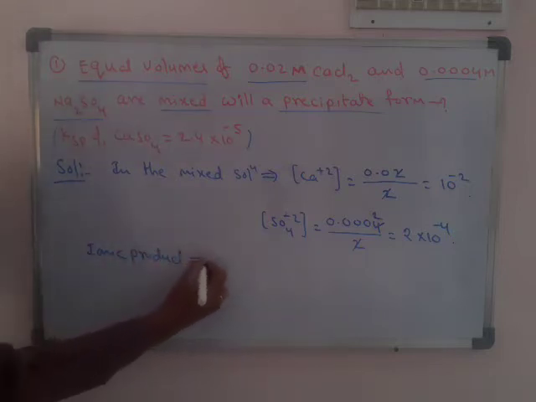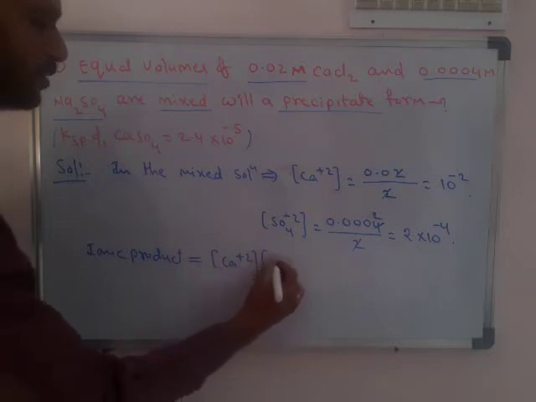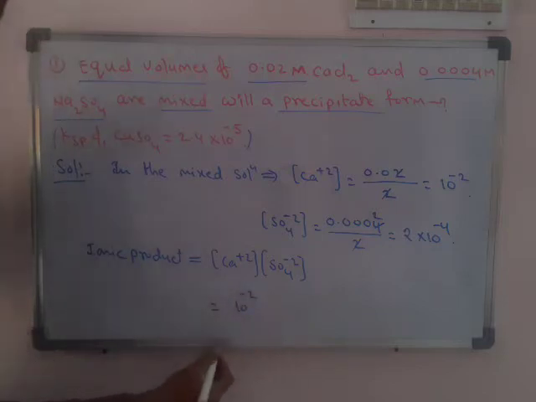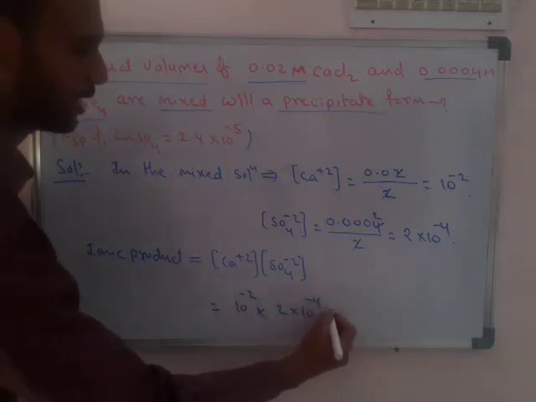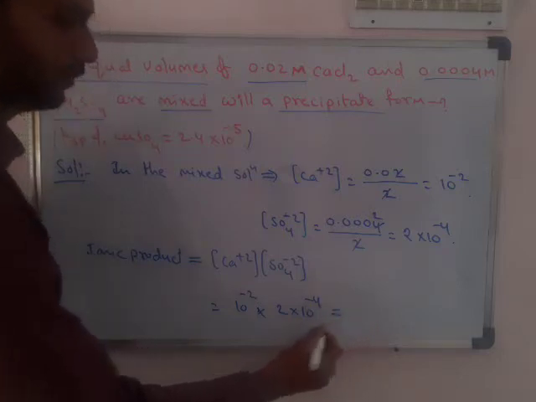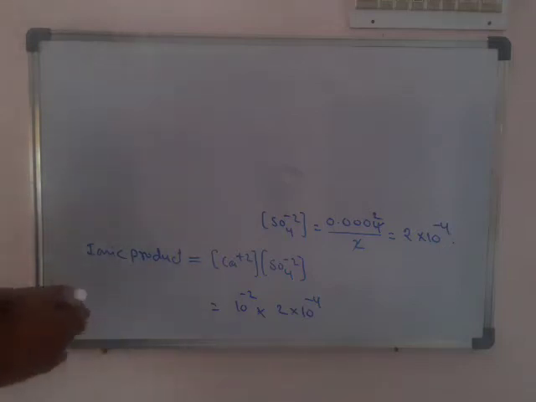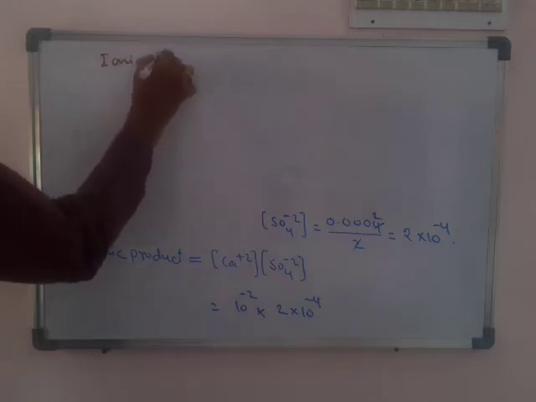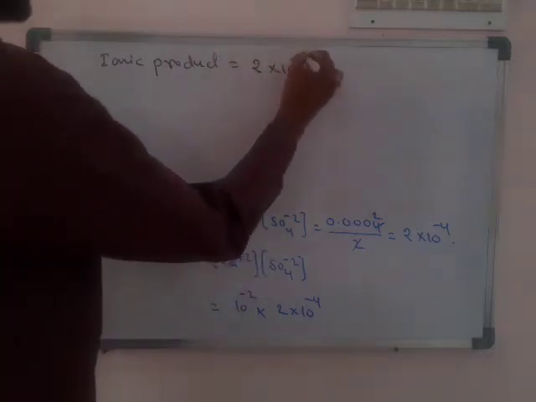Ionic product of CaSO4 equals the concentration of Ca plus 2 and the concentration of SO4 minus 2. So Ca plus 2, how much? That is 10 power minus 2. And what is the concentration of SO4 minus 2 in the solution? 2 into 10 power minus 4. So totally it becomes 2 into 10 to the power of minus 6.